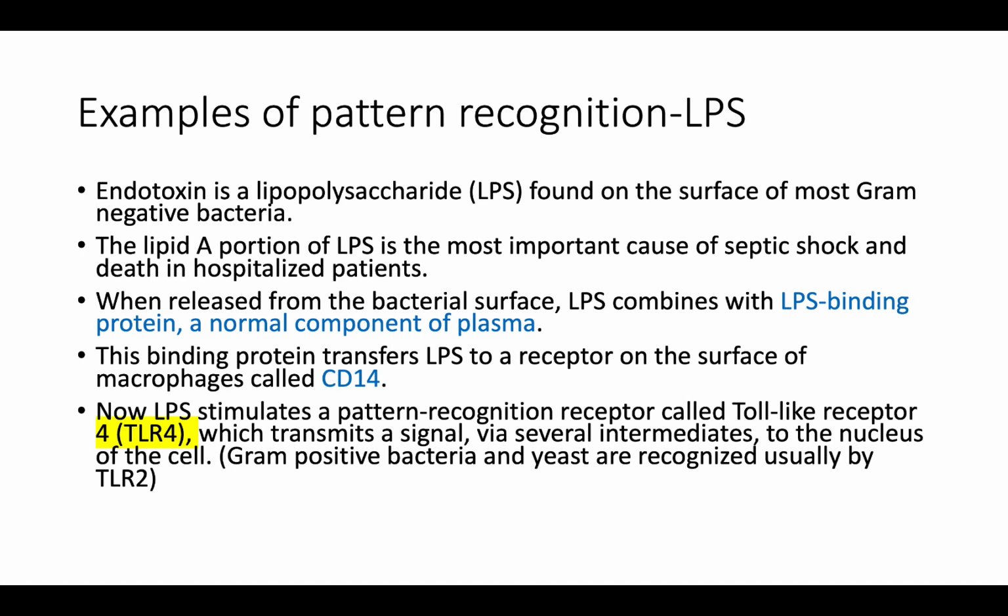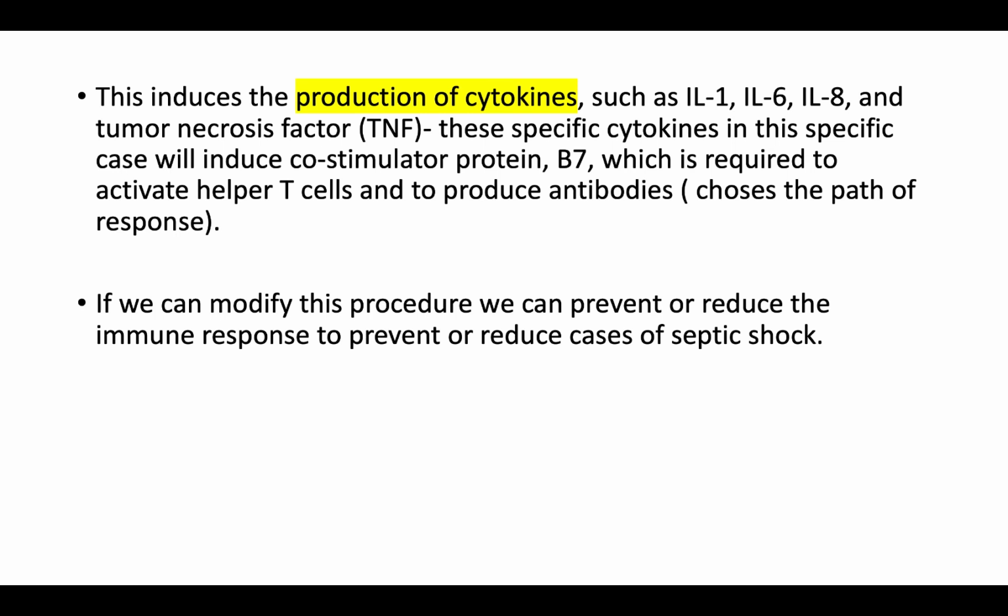الماكروفاج اسمه CD14. So now I know عندي صار input إنه هذا I'm meeting LPS. LPS requires مثلا an antibody response. So LPS stimulates a pattern recognition receptor أو toll-like receptor 4 اللي هو transmits signal via intermediates to the nucleus تبعت الماكروفاج، بتحكي إنه أنا مثلا I want to make a TH2 response أو humoral response or antibody response.